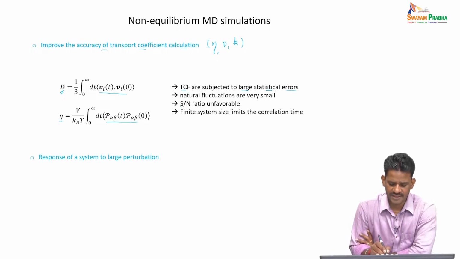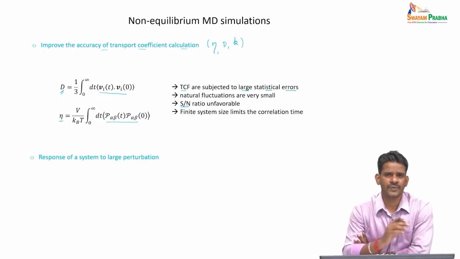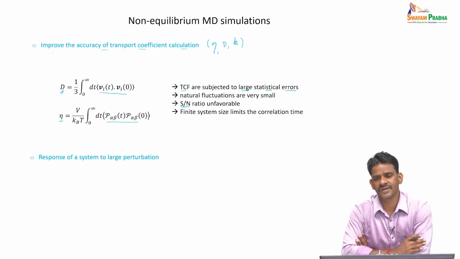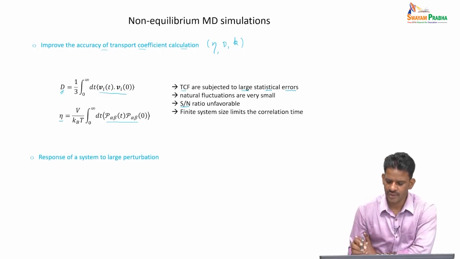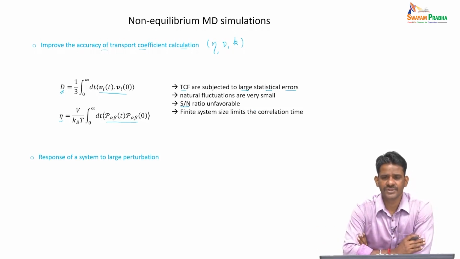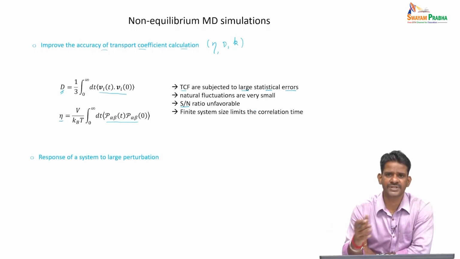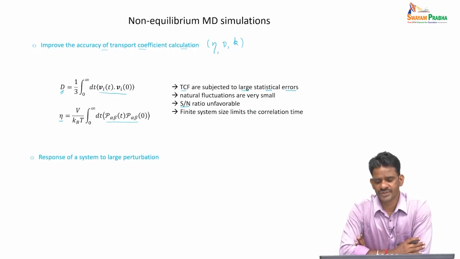In other words, you could say that the signal to noise ratio in calculating these fluctuations and time correlation functions is quite unfavorable. Often we work with a small system, and the time scale that we can reach in calculating correlation times is also limiting. So, if you are interested in long time correlation calculations, then using these equilibrium fluctuations is quite limiting. These are some of the limitations of using equilibrium MD simulations to calculate time correlation functions, and through them the transport coefficients.